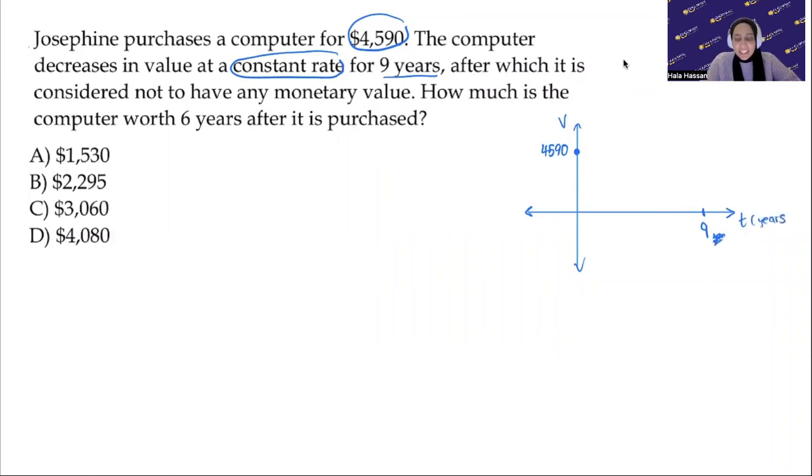All right. And then it says, you know what? After those 9 years, it's considered to have no monetary value. So if I were to sell this computer, I'd just make nothing. It'd be zero, nada. Okay. So I'd be at zero over here. So at time 0, this was its value. At time 9, the value is actually 0. So I can draw this constant rate over here. And we know that the rate is going to be that slope going down, right?